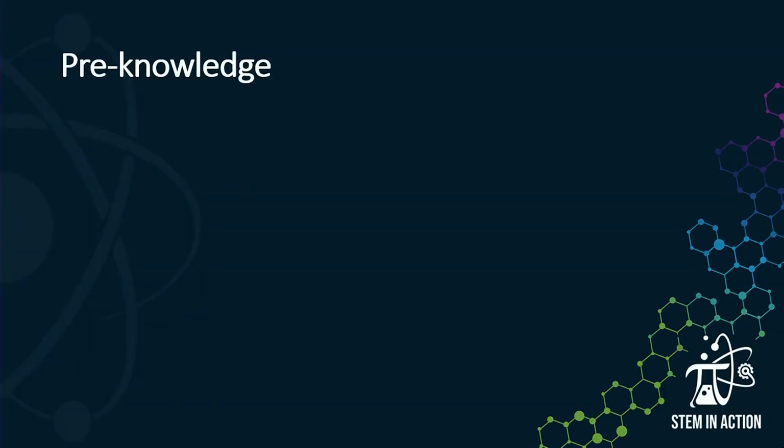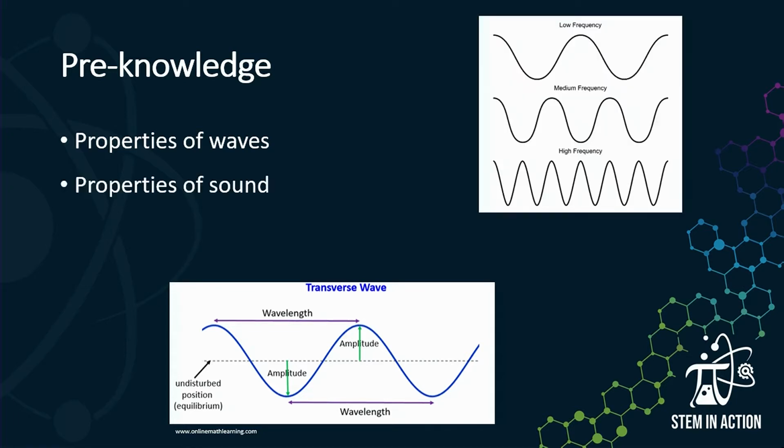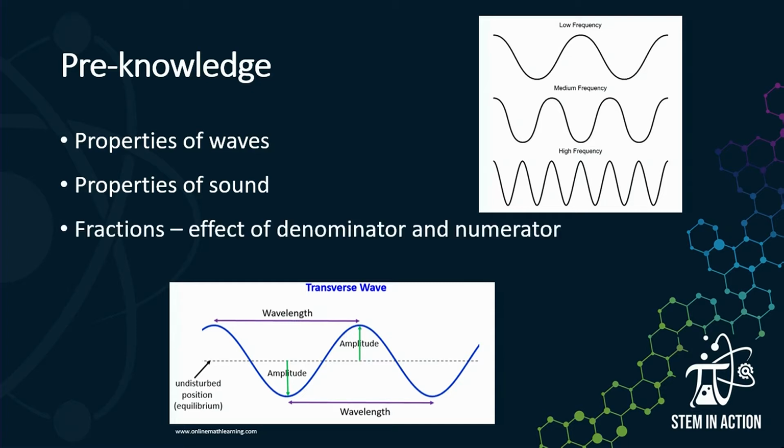Some pre-knowledge that you need to know from grade 10 and 11 before we can get started with the Doppler effect. You need to remember your properties of waves, things like wavelength, amplitude, frequency and period. We also need to know about the properties of sound: pitch, loudness and quality of sound. And then from maths, we need to know about fractions, the effect of the denominator and numerator on the solution for a fraction.